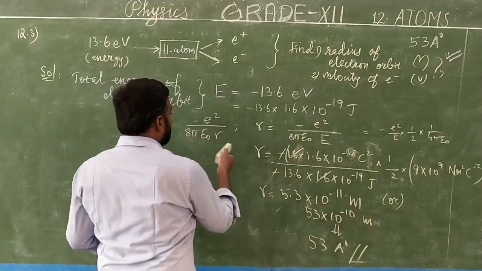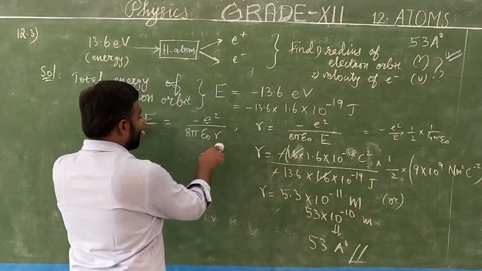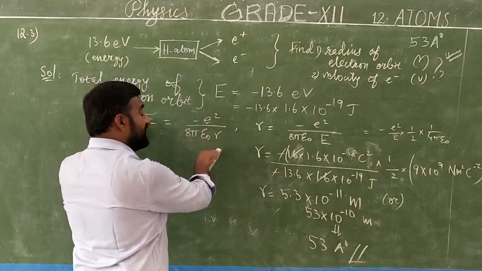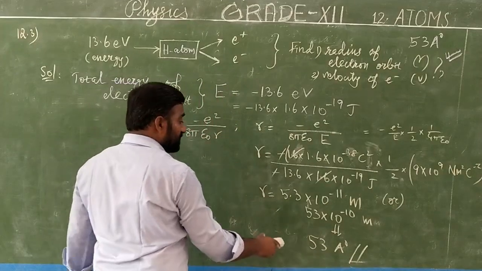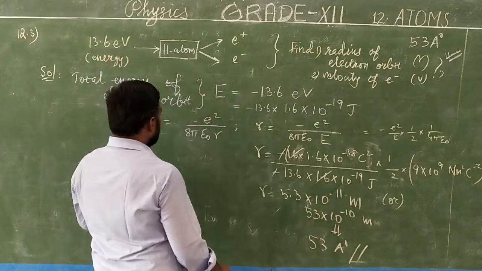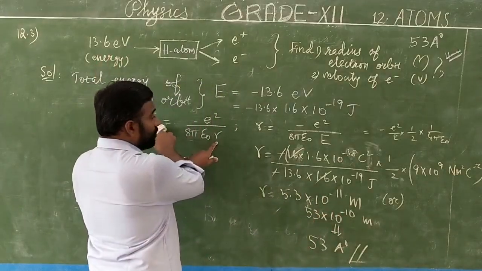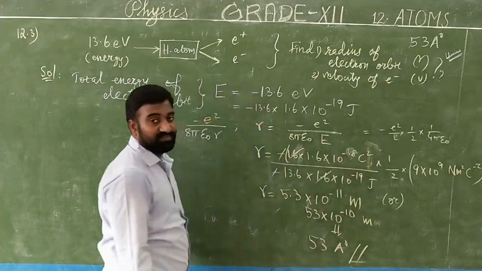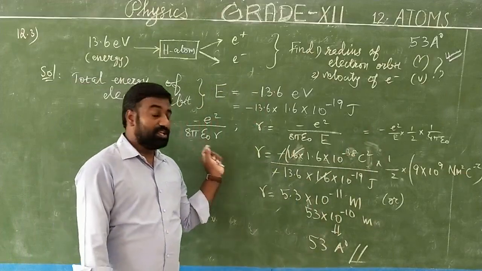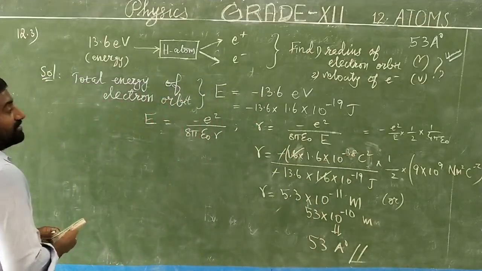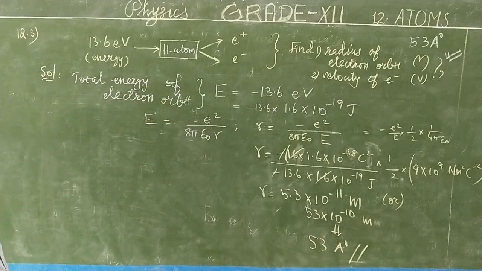After substituting the formula and rearranging, because the total energy is inversely proportional to the radius: if the radius is very small, the energy will be greater. Here also the radius is very small, so the energy is high. Rearrange both terms, modify the formula, and substitute all the constant and given values. Finally you will get the radius, 53 Angstrom. Now, the second part of this question: you are going to find the velocity of the orbital electron.